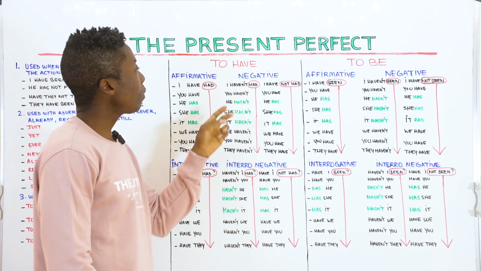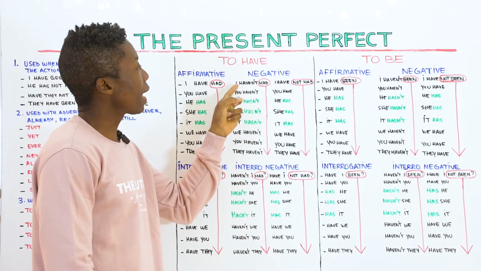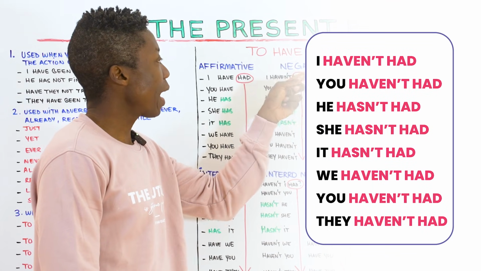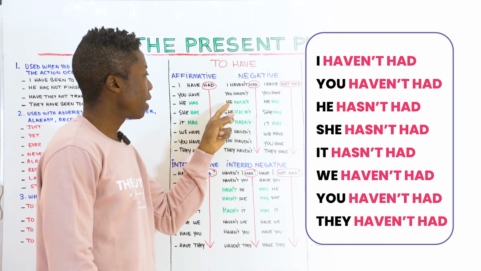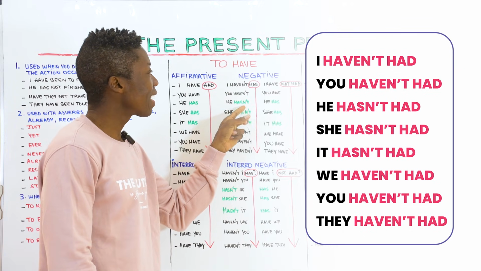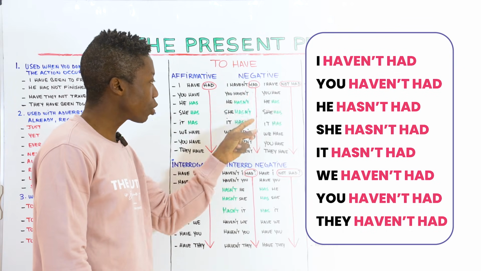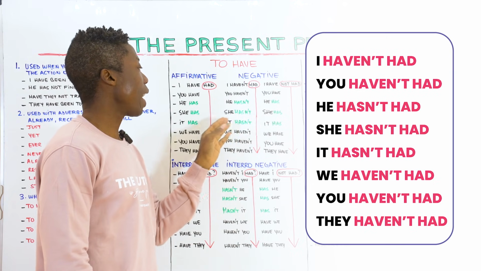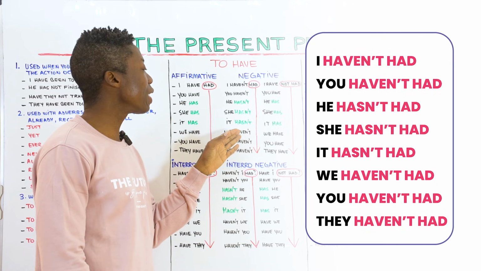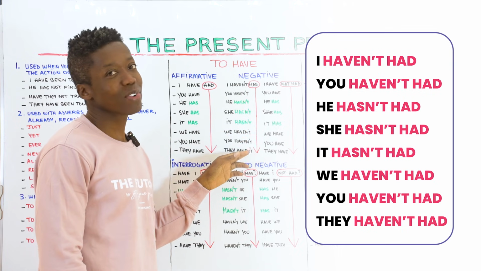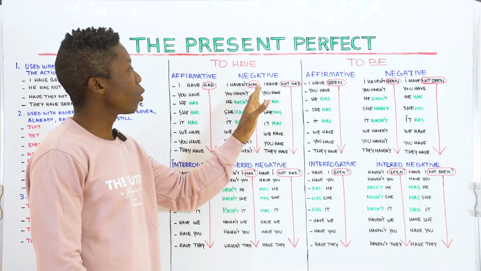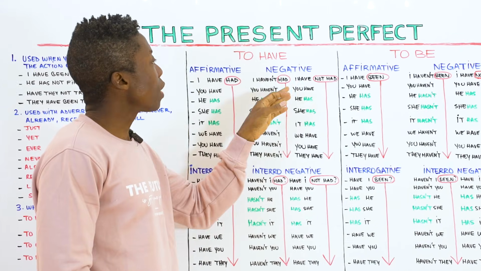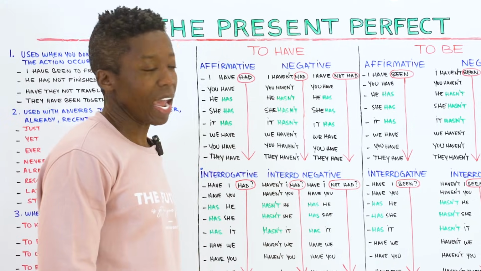All right? Now, the negative form, I haven't. Ça, l'auxiliaire est contracté. I haven't had. You haven't had. He hasn't had. Donc ça reste pareil. Le had reste pareil, ok? She hasn't had. It hasn't had. We haven't had. You haven't had. They haven't had. Maintenant, si vous décontractez l'auxiliaire, ça devient I have not had.